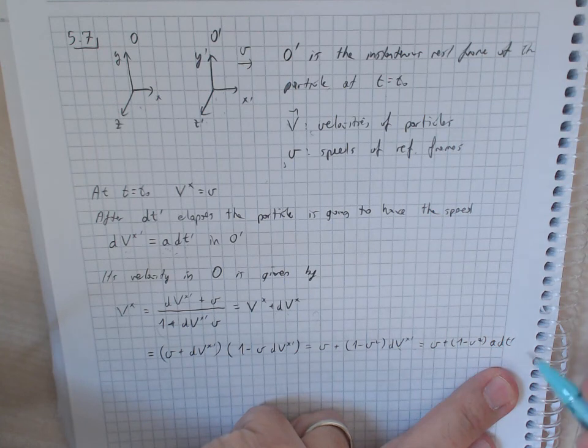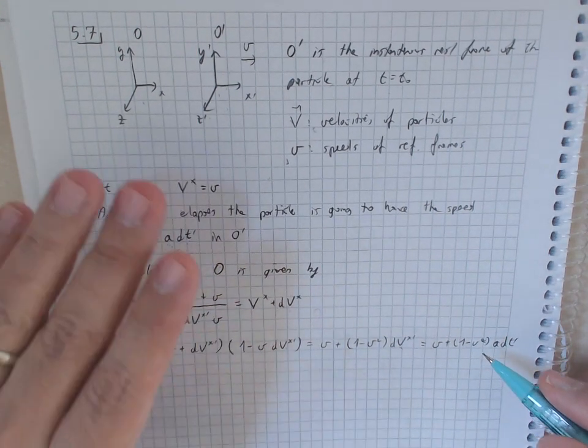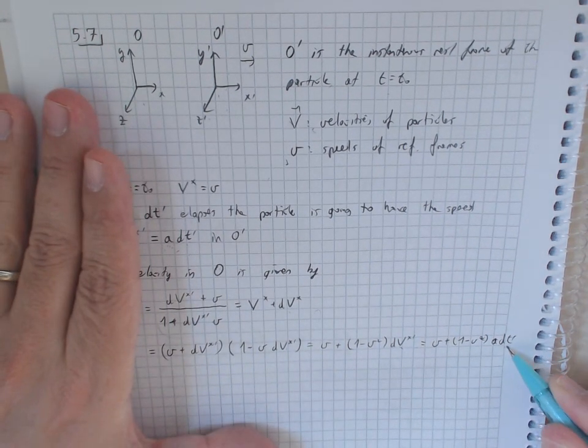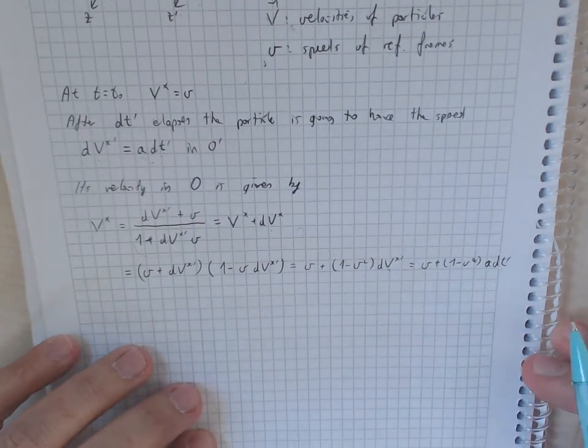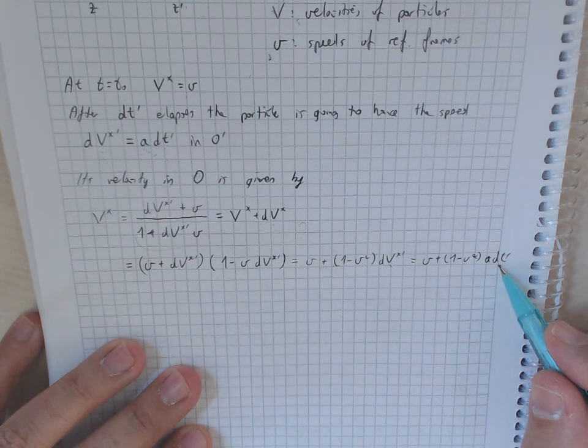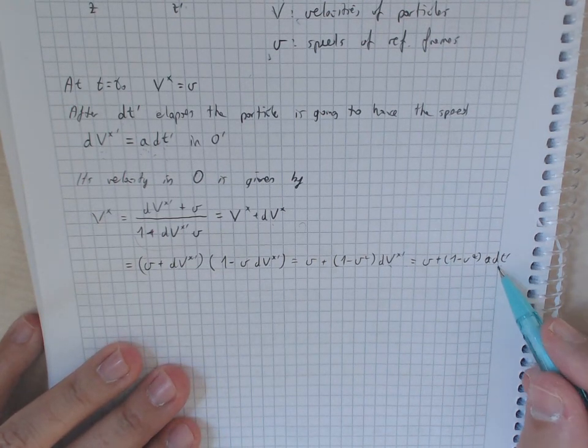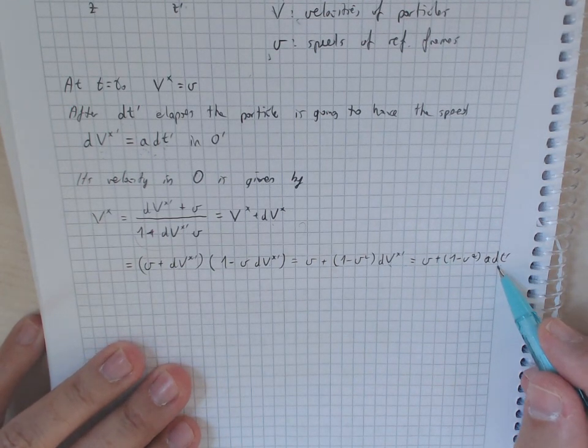Okay, now I want to write everything in my O reference frame, but this is in the O prime reference frame. So what I want to do here is to express dt in terms of dt prime. Now, how do I do this?